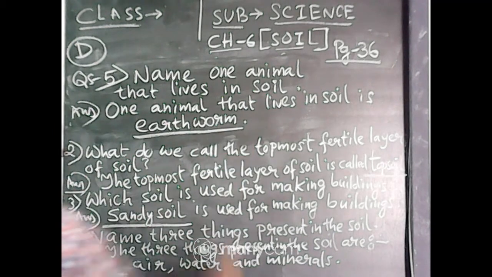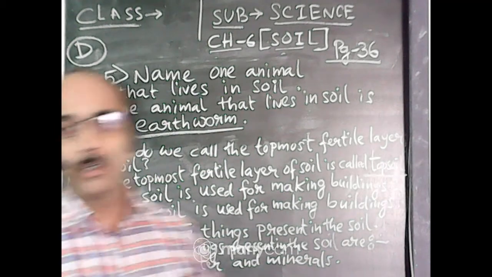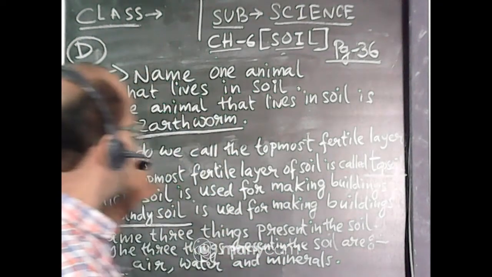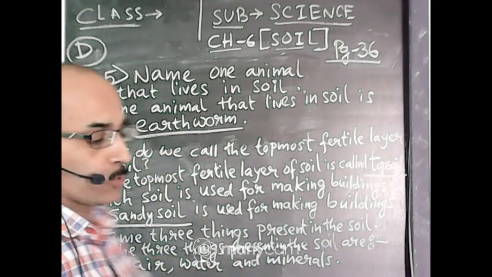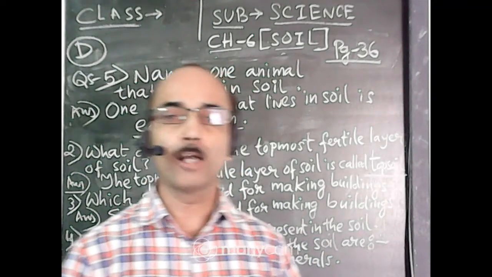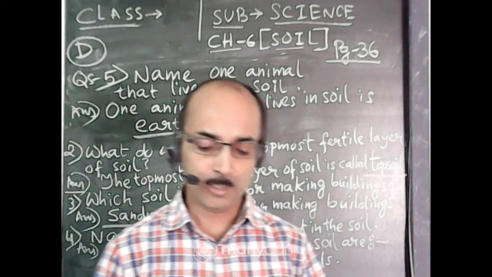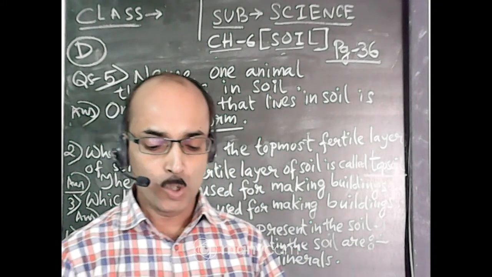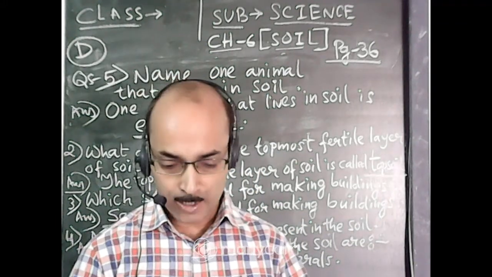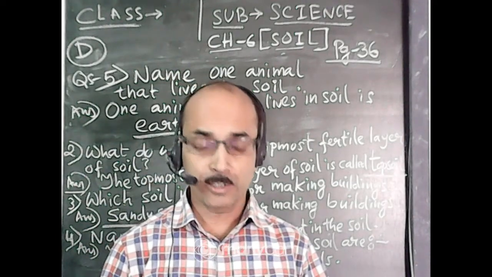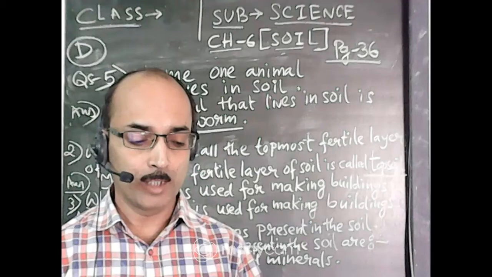I can write other examples also. I have written here earthworm. One animal that lives in soil is earthworm. You can write ant, you can write rabbit, you can write snake. These are things you can write there. So today I will end the class here. Before ending, let us recap what we have done today.